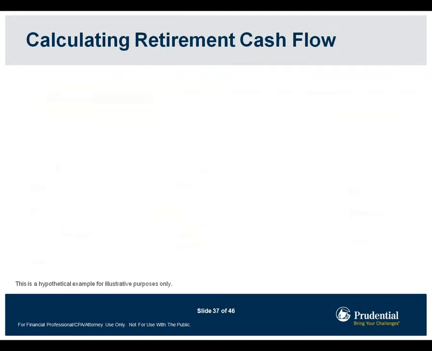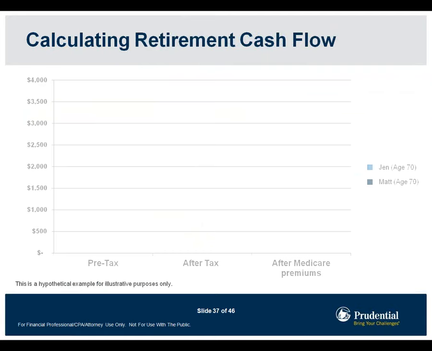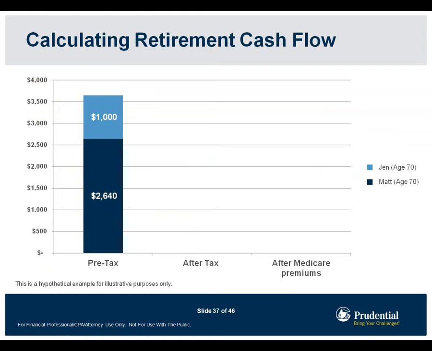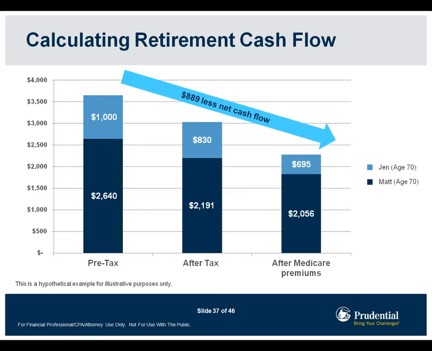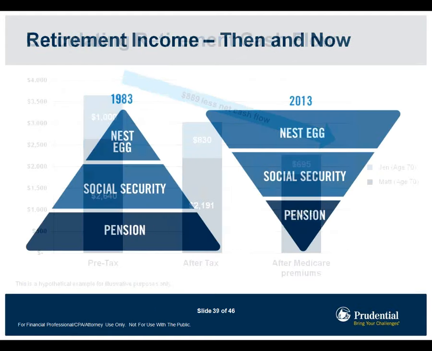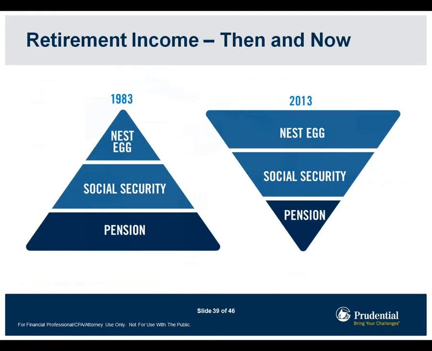So let's go back to the example. Matt and Jen, they did the file and suspend strategy, where he received $2,640 based on his benefit. She received a spousal benefit of $1,000. So between the two, they received $3,640 a month. Once you factor in taxes and Part B Medicare premiums, they're going to reasonably expect to receive about $900 less. And keep in mind, they may receive even less if we don't see some changes to Social Security.